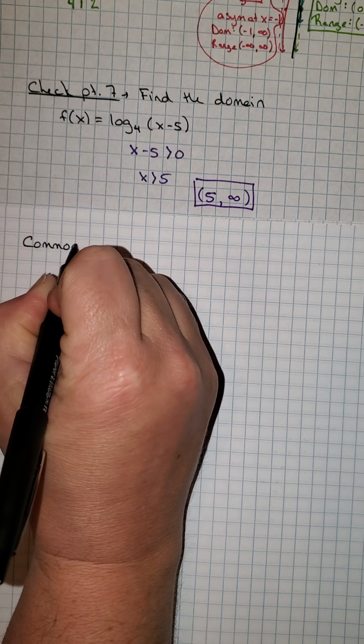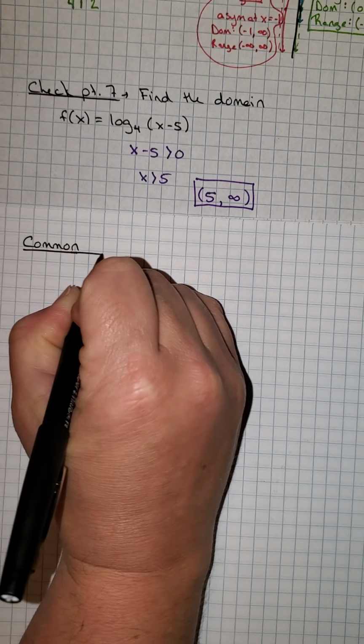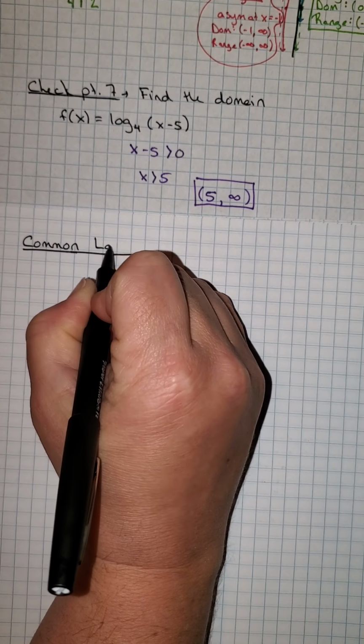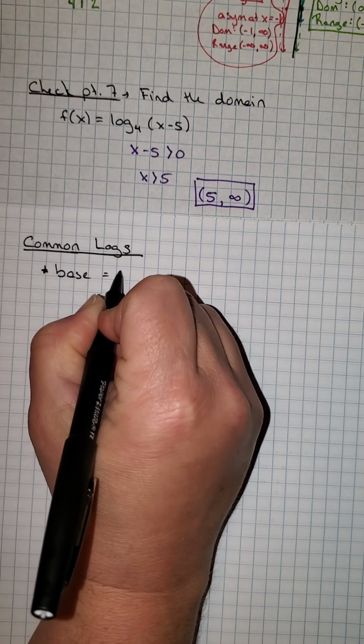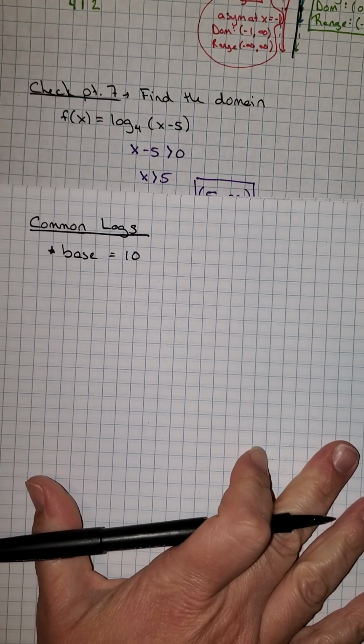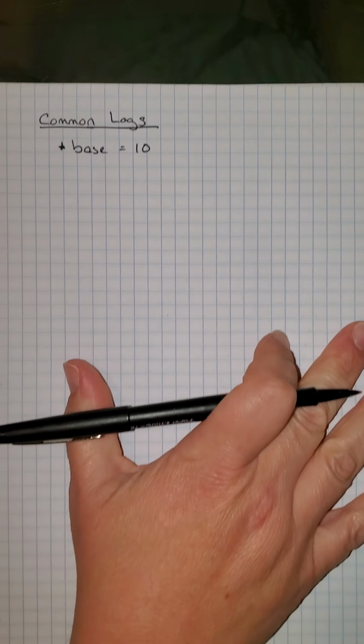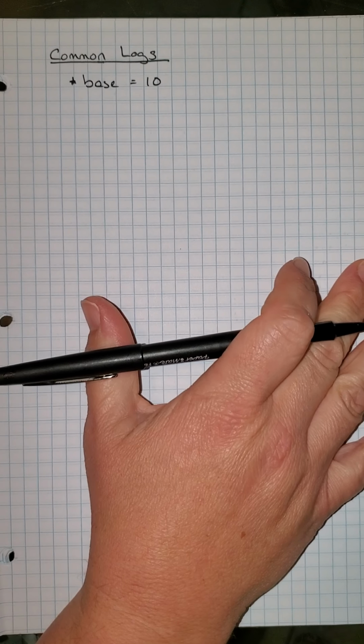Okay. So we talked about base e in the beginning. We did not officially talk about base 10. Common logs have a base of 10. So if anything is written without a base, it's understood that the base is 10.